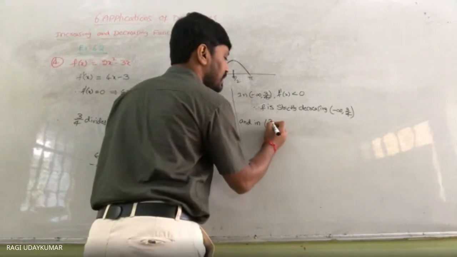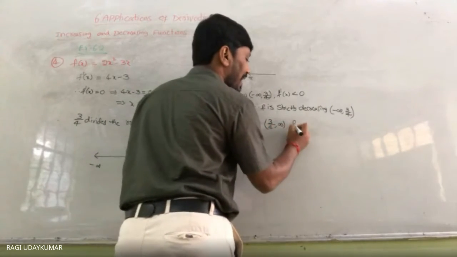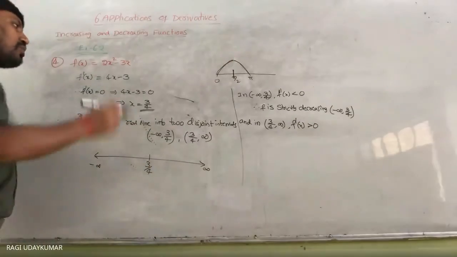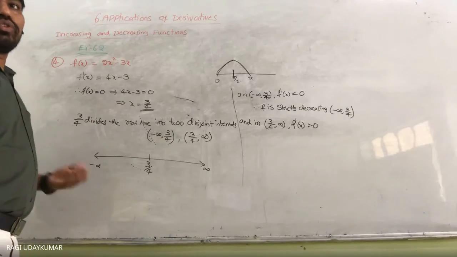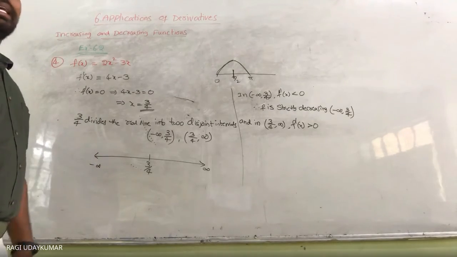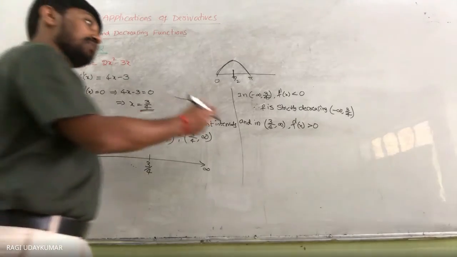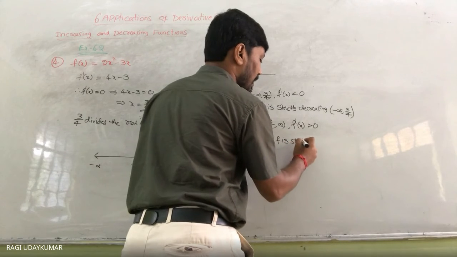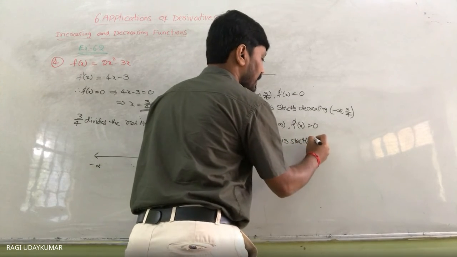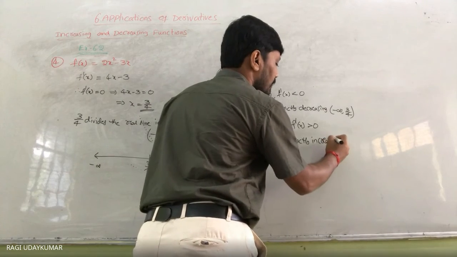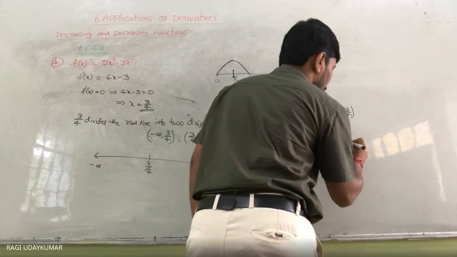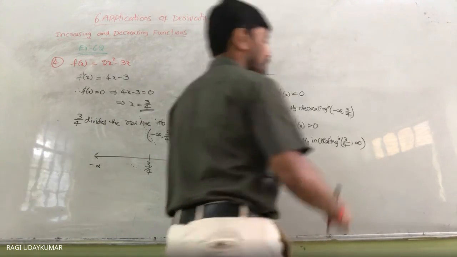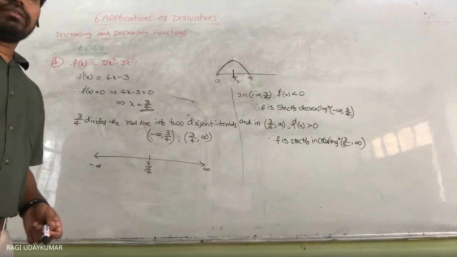And in 3 by 4 to infinity, f dash of x is greater than 0, positive. Substitute any value more than 3 by 4 in f dash of x, then you are going to get greater than 0. So whenever you get greater than 0, you can say that f is strictly increasing in this interval. This is the way.